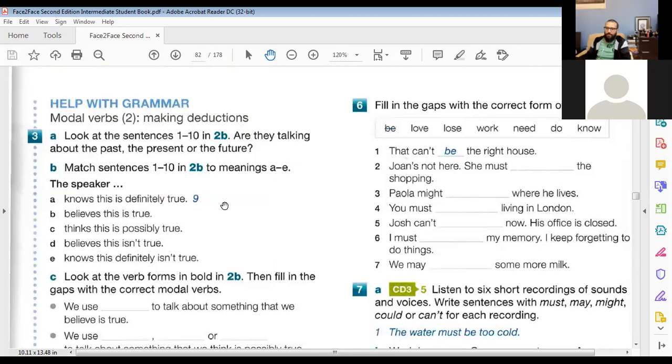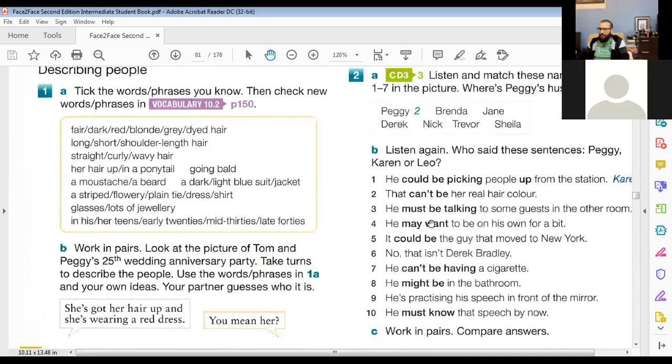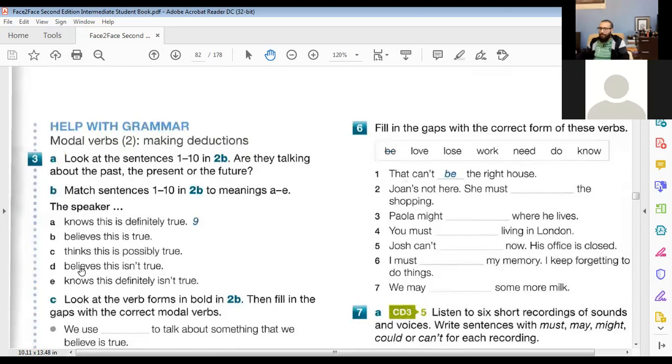After that, we talked about deductions, how to use deductions. And we agreed that there are 5 different levels, or 5 different ways, that you can use deduction. If you know something is definitely true, you shouldn't use a modal verb. And if you know it's definitely not true, the same thing, you shouldn't use a modal verb. I think may and might is for possibly true. If you believe it's true, you should say must. If you believe it's not true, you can use can't. But if you believe it's possibly true, you can use may, might, could.